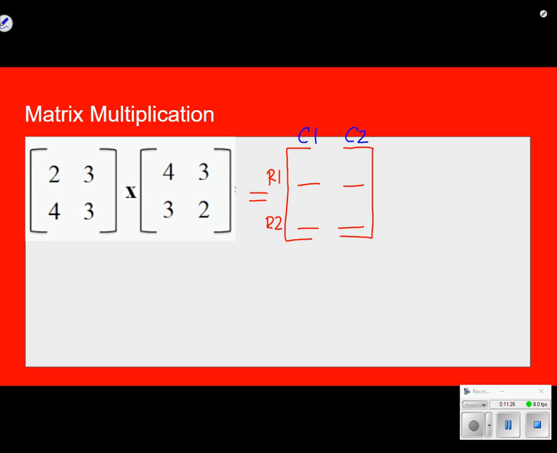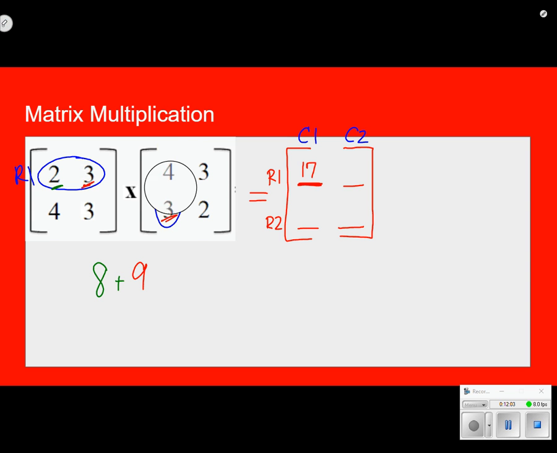All right, so we're going to do row 1 times column 1. And our answer is going to go in row 1, column 1, right there. So let's see. We're going to do 2 times 4, which is 8, plus 3 times 3, which is 9. 8 plus 9 is 17.